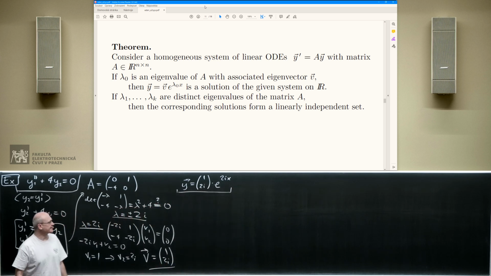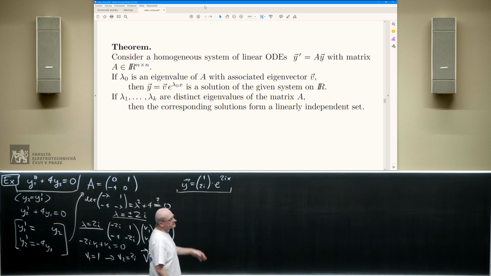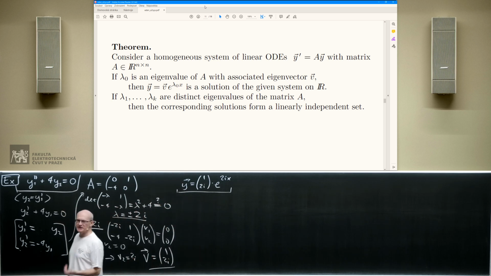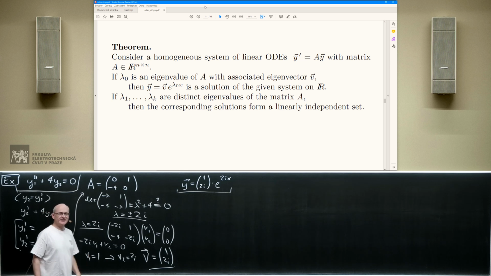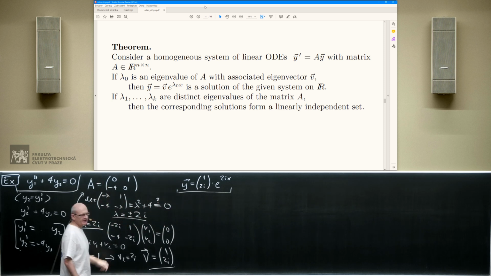Is it a solution? Yes, it is a solution, because the theorem that we have here is general. It also works for complex lambdas. Do I like this solution? And the answer is no. I prefer to have real-valued solutions to my real-valued problems.